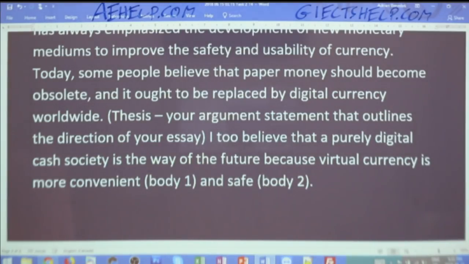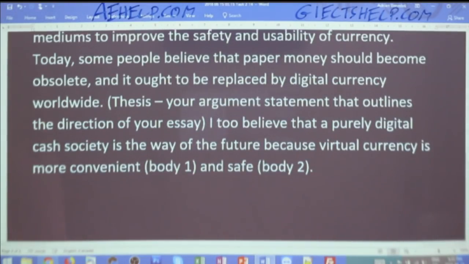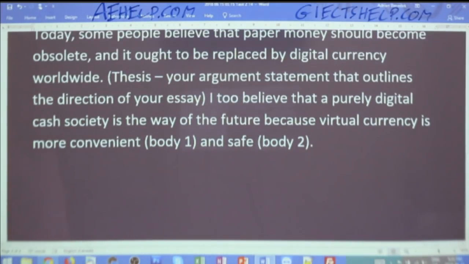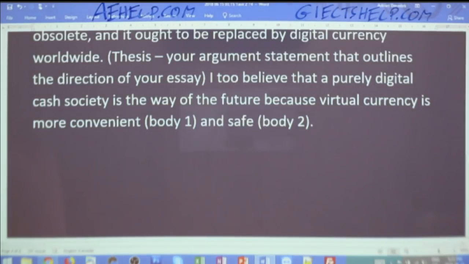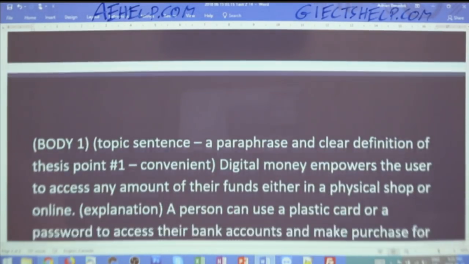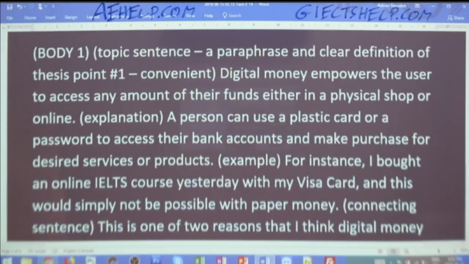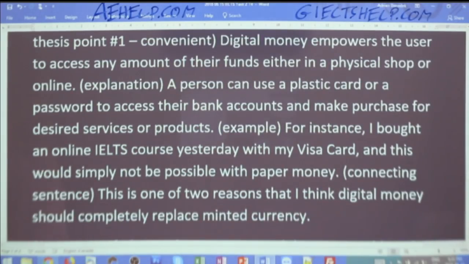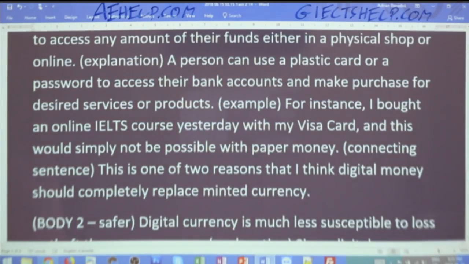some people believe that paper money should become obsolete and it ought to be replaced by digital currency worldwide. I too believe that a purely digital cash society is the way of the future because virtual currency is more convenient and safe. Digital money empowers the user to access any amount of their funds either in a physical shop or online. A person can use a plastic card or a password to access their bank accounts and make purchases for desired services or products.